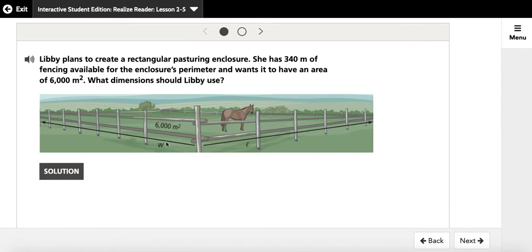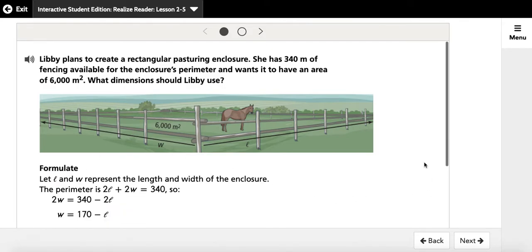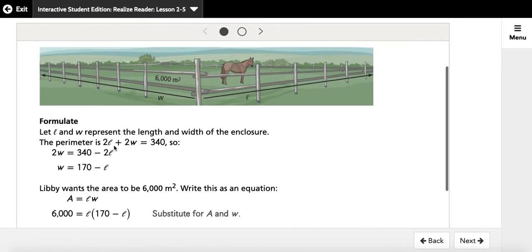All right, so the length times the width should equal 6,000, and the perimeter, which would be 2 times the length plus 2 times the width, should equal 340. So we're going to use those facts here. 2 times the length plus 2 times the width equals 340. Then they solve it for one of the variables. They chose to solve it for W by subtracting 2L and then dividing by 2. So they have W equals 170 minus L.